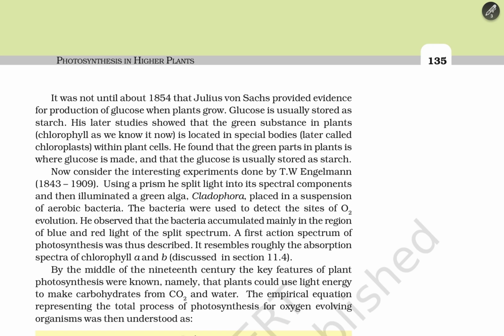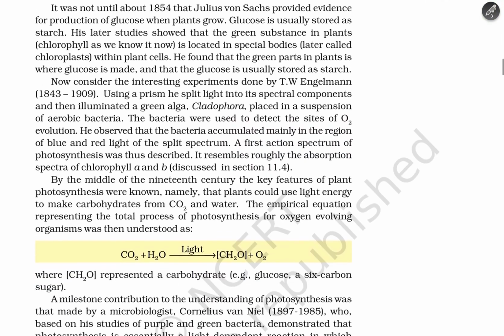He found that in the green parts of the plant, glucose is made, and this glucose is usually stored as starch. Now consider the interesting experiment done by T.W. Engelmann (1843-1909) using a prism. It split light into its spectral components and then illuminated a green alga, Cladophora, placed in a suspension of aerobic bacteria. The bacteria were used to detect the sites of oxygen evolution.